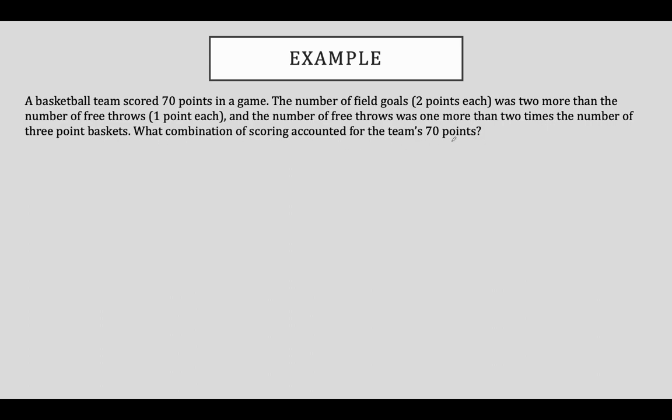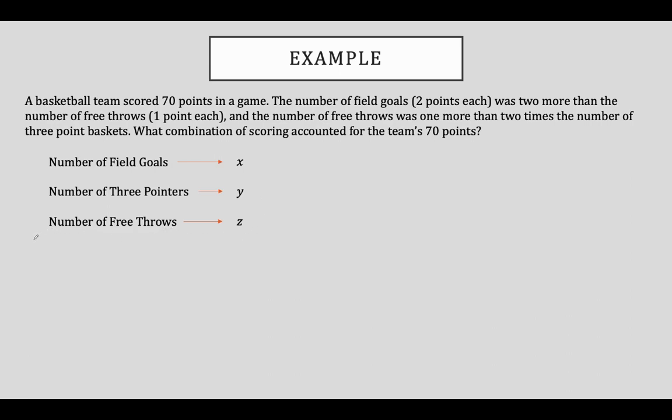Okay, what combination of scoring? So this is asking us how many field goals did we make? How many three pointers were made? And how many free throws? There are three values that we need to find. And whenever you have unknowns, we should assign them a variable. Let's call the number of field goals x, and the number of three pointers y, and the number of free throws z. Because we have three unknown values, that means we are going to have to come up with three distinct equations to allow us to solve this system.